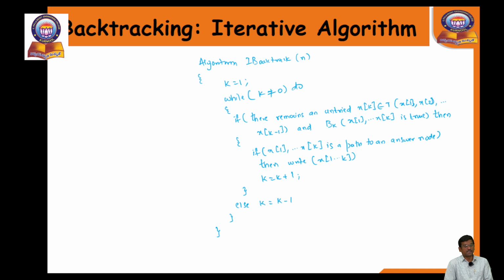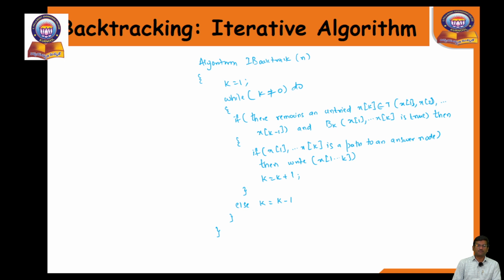the previous step. So within the iterative algorithm which describes the backtracking process, all the solutions are generated in x of 1 to n and printed as soon as they are determined. And if you observe, we are starting from the initial level, that is k equals 1, and while k not equal to 0, do: if there are any untried elements present which belong to T, and also the criterion, that is the bounding function, is satisfied, then you can take that path, that is x of 1 to x of k, into the answer node.